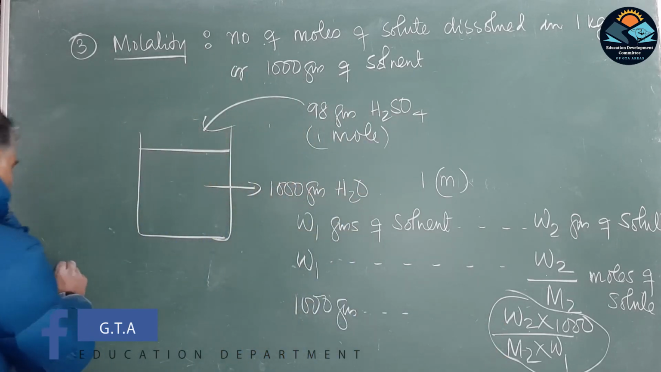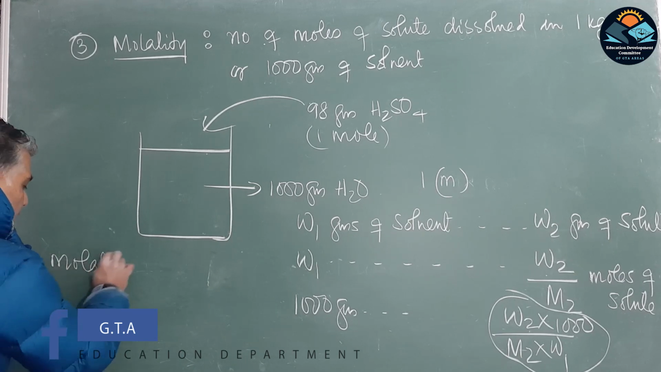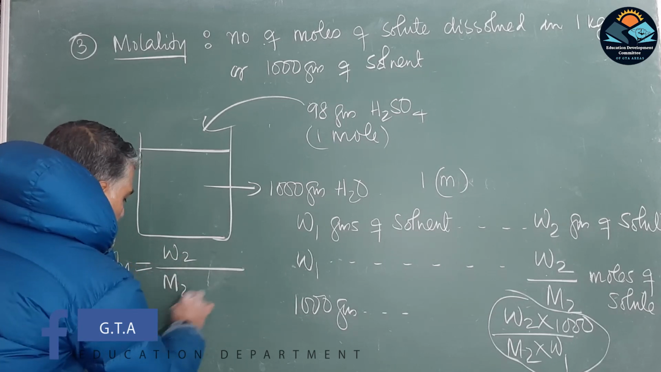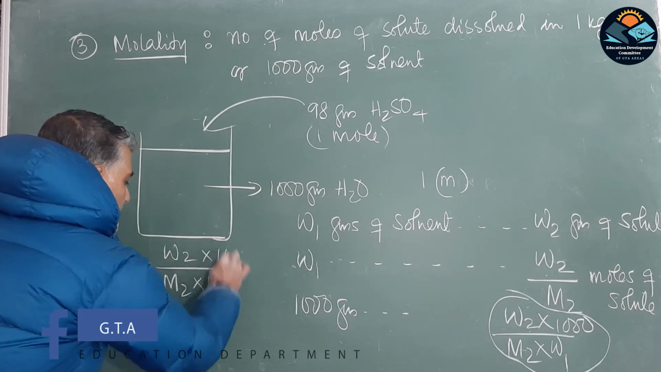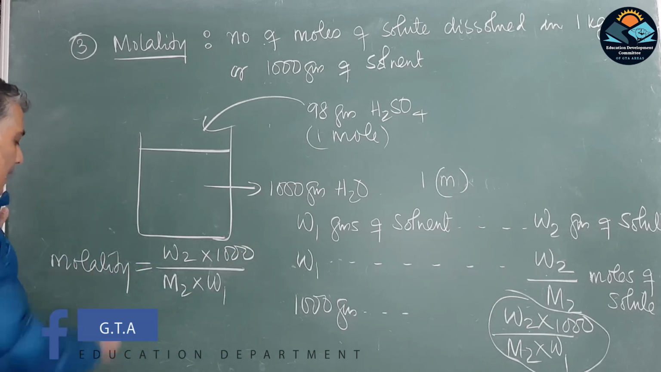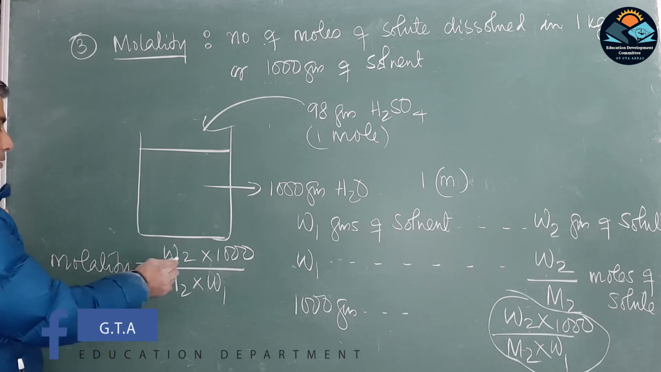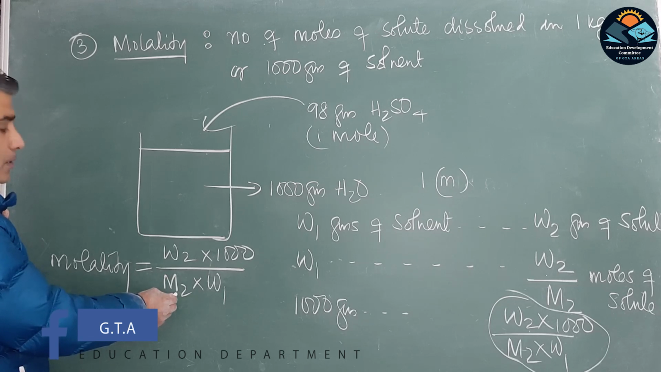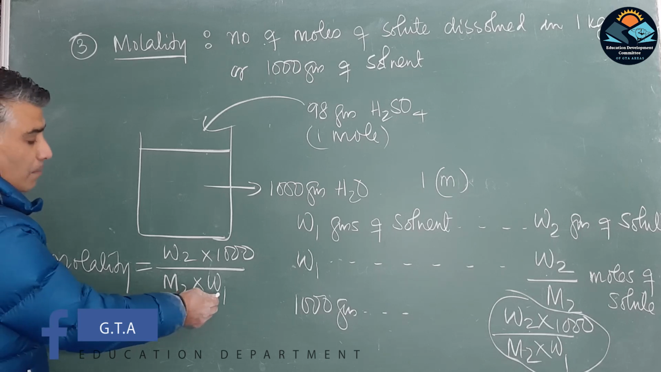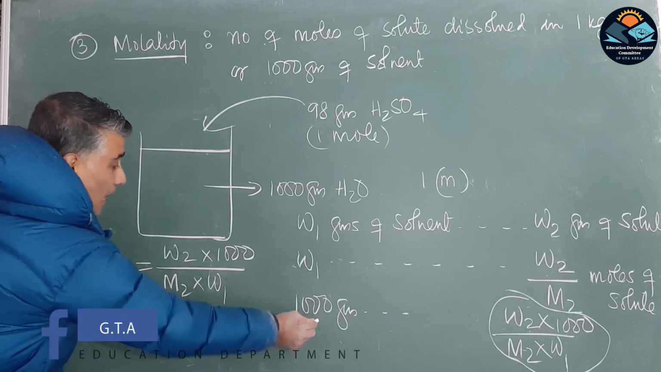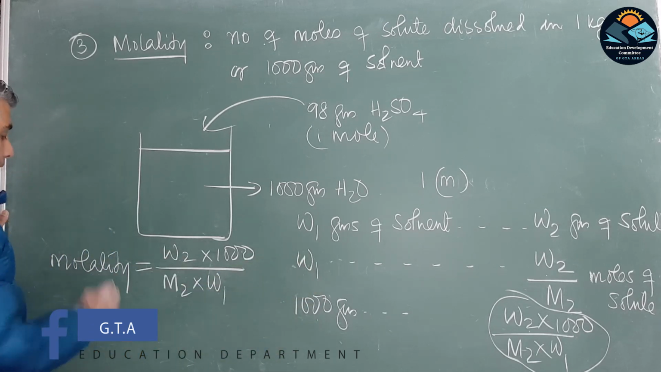So what's the formula of molality now? Molality is going to be W2 by M2 divided by W1 and multiplied by 1000. Let us analyze this formula to understand why the formula is like this. Why is there W2 by M2? Because W2, the mass of the solute, when you divide by the molecular mass of the solute, you get the number of moles of solute. And that number of moles of solute, when divided by the mass of the solvent and multiplied by 1000, you get the number of moles dissolved in 1000 grams, and number of moles dissolved in 1000 grams is called molality.